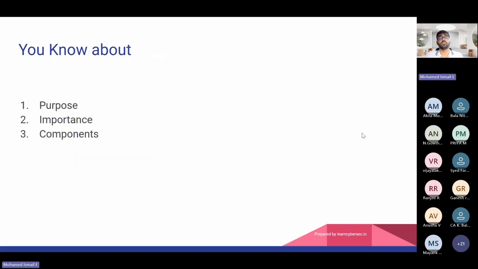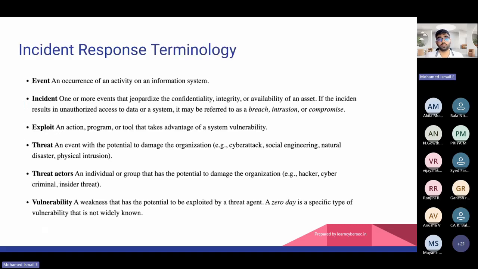These all fall under disaster recovery. Incident response always talks about cybersecurity incidents. All right. So you must know about all these three things: incident response, disaster recovery, and business continuity plan. What's the purpose? Why do we need that plan? What's the importance? If you don't have this plan, what will happen? What are the components present in these three plans? So that's where I put these three criteria. These three criteria are applicable for all three topics. So you should know the purpose.